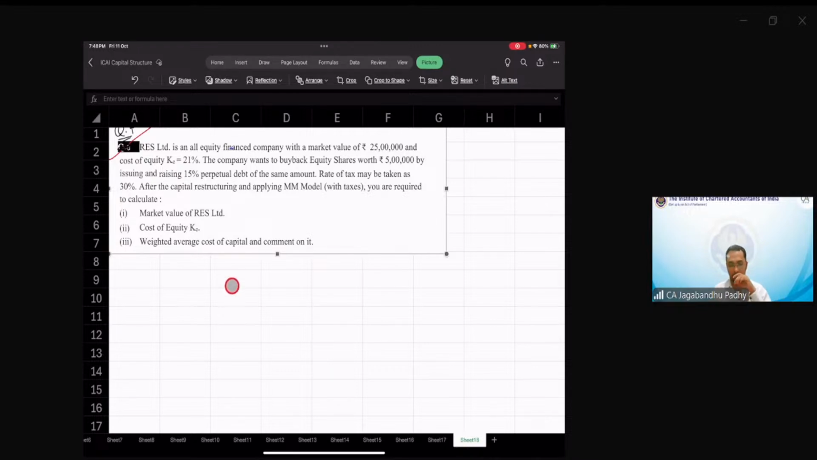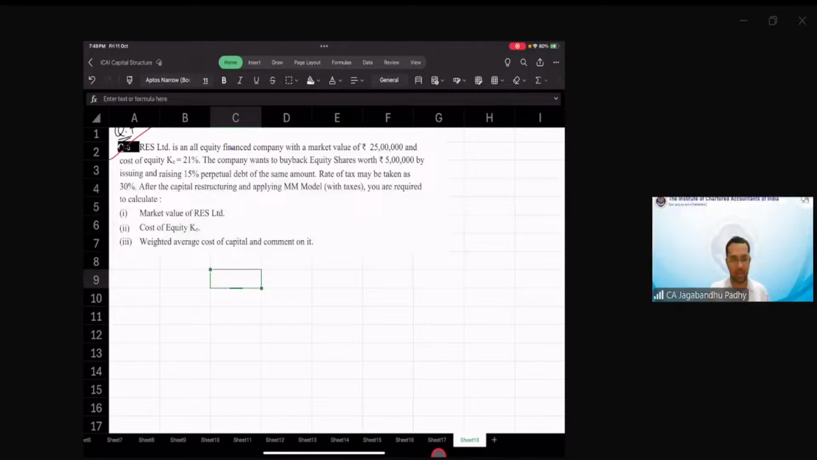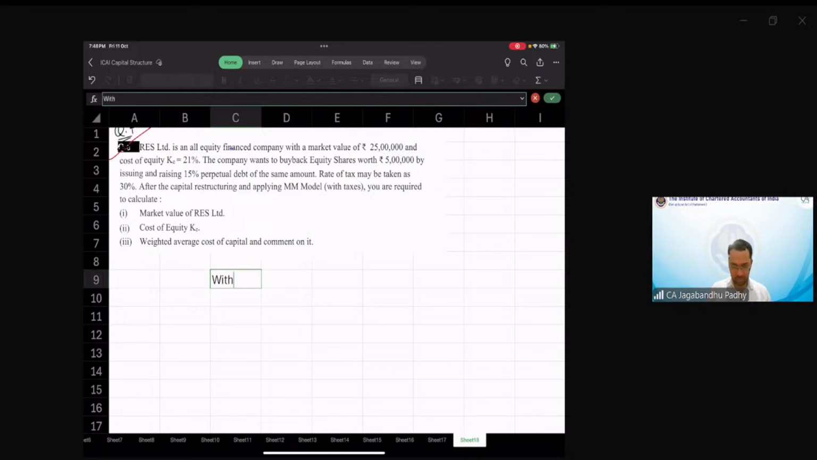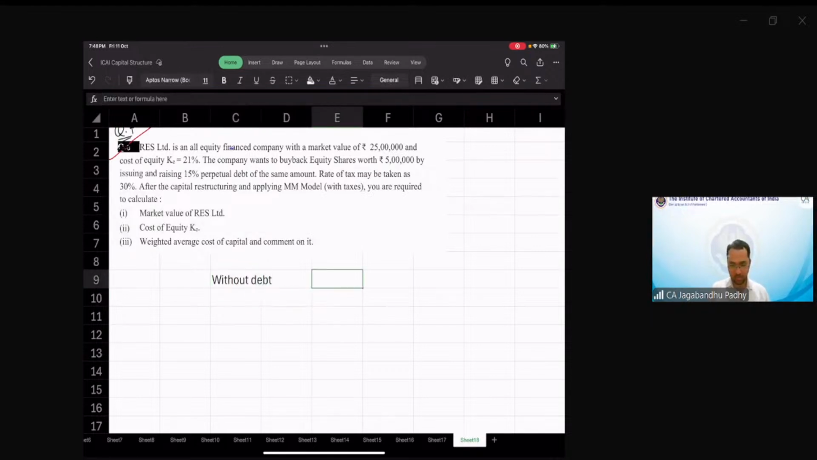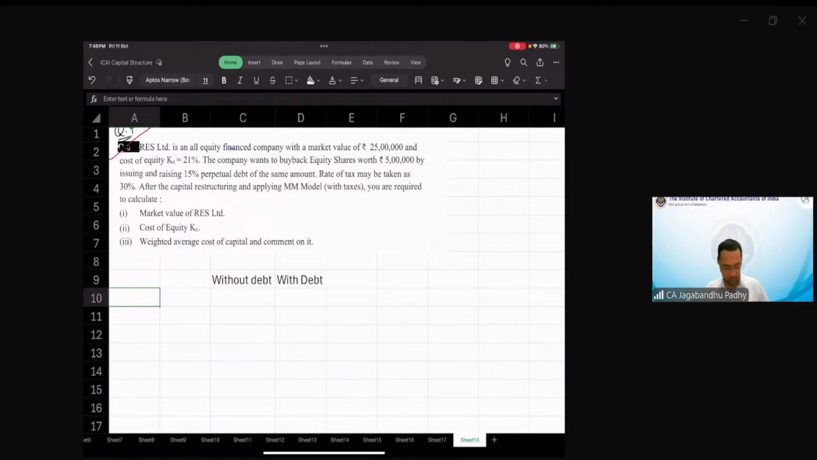Okay, so it is like the same company, but being geared and being ungeared. So we can say first as without debt, one calculation will be there, and then with debt. So if you start with the EBIT thing, do you think EBIT is going to be different for both the companies? I mean, with debt and without debt, is it going to be different? No, EBIT is going to remain the same.